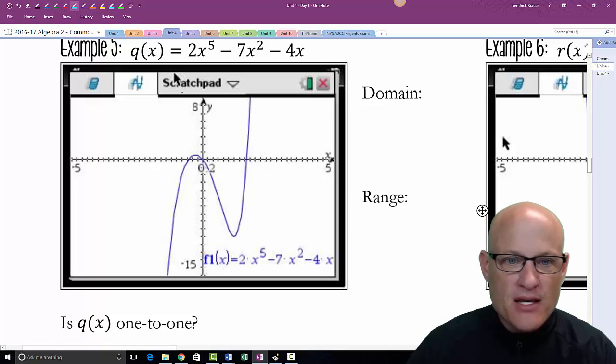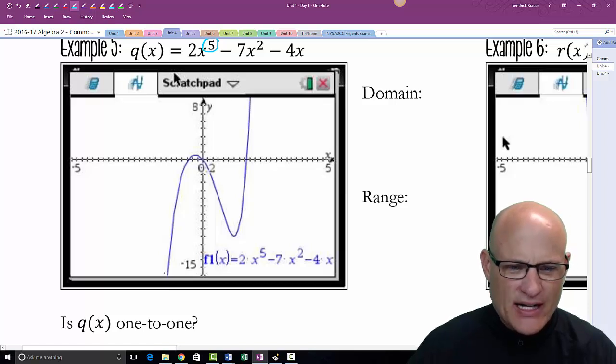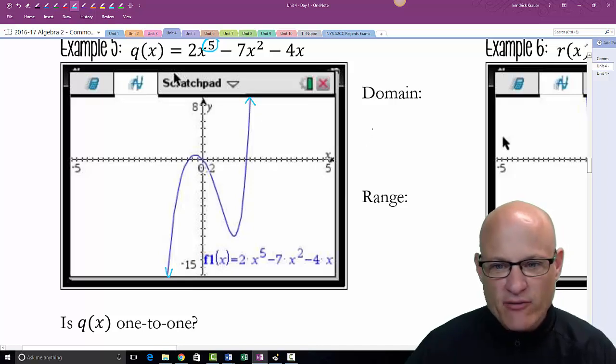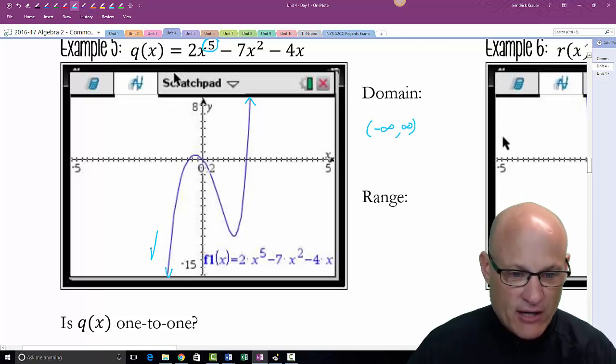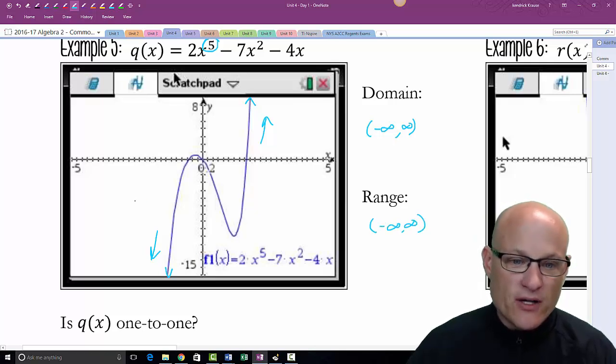All right. So now we've got a 5th degree function. Notice what's going on here. Now it's going down in this direction and up in this direction. Let's talk about domain and range. Negative infinity to positive infinity. And then the range goes down forever and up forever. So range for these is pretty easy: negative infinity to positive infinity. Is it a one-to-one function?